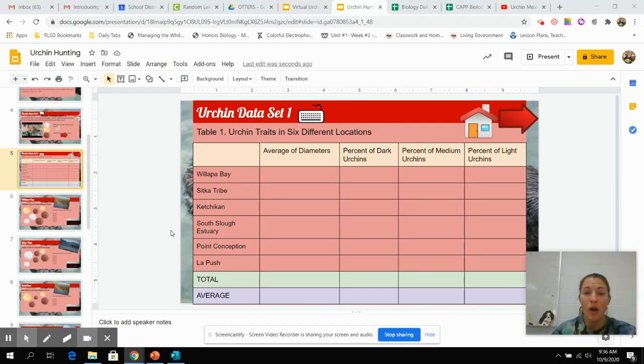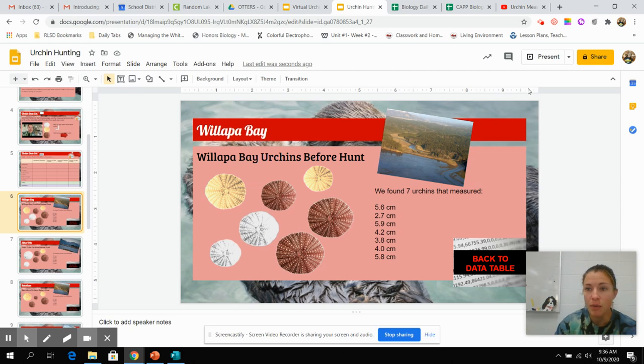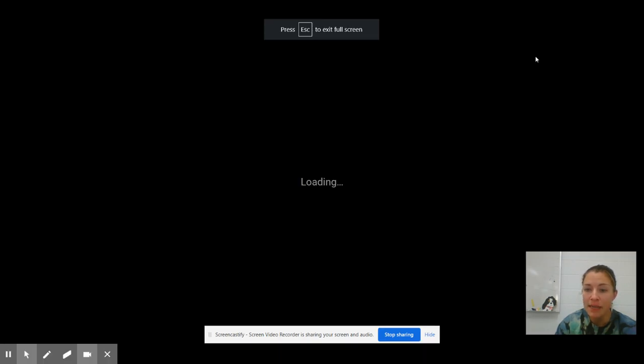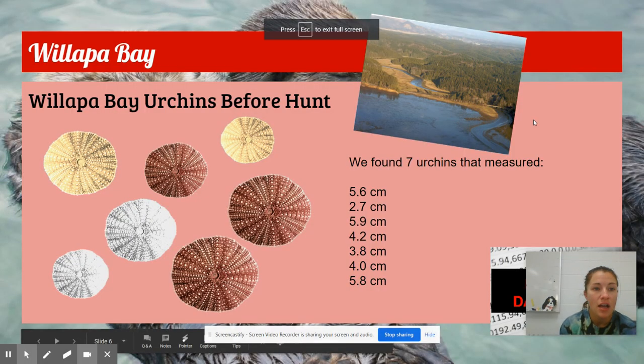All right, so I'm going to walk you guys through how to do the first couple of these. So I'm going to do Willapa Bay and Sitka Tribe. So what we're going to do is look in the next set of slides for Willapa Bay. So here I'm going to look at Willapa Bay, go to my present mode so I can look at it. So it says Willapa Bay urchins before the hunt.